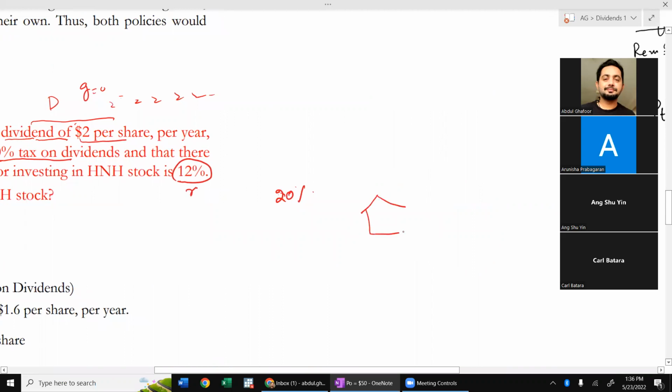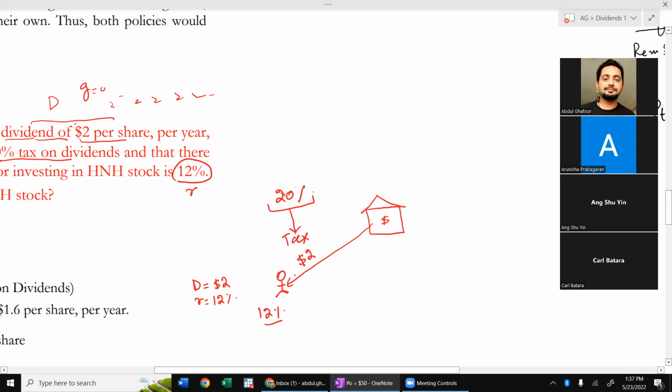Let me draw it for you. This is a company, and this is an investor. The investor is requiring 12% from the company, and the company is paying $2 to this shareholder. So what is in the inventory of this shareholder? The dividend is equal to $2, and the information R is equal to 12%. But there is a tax.